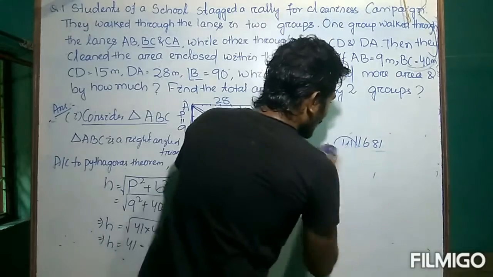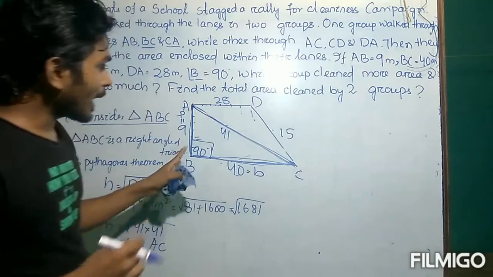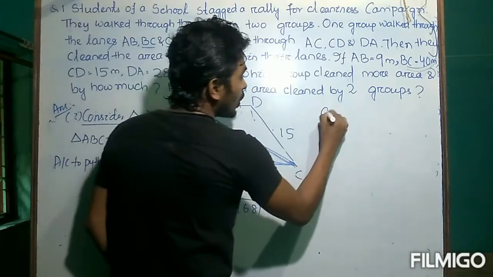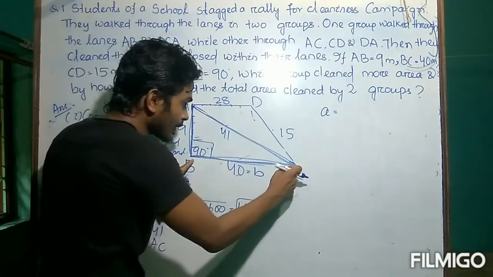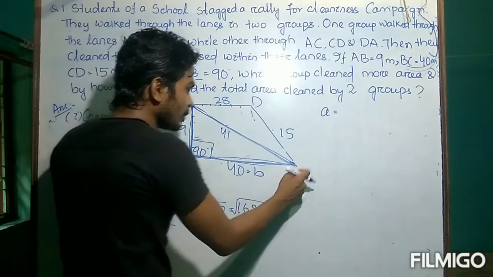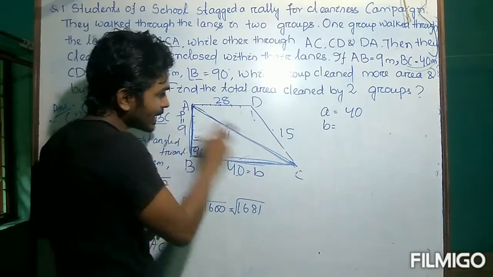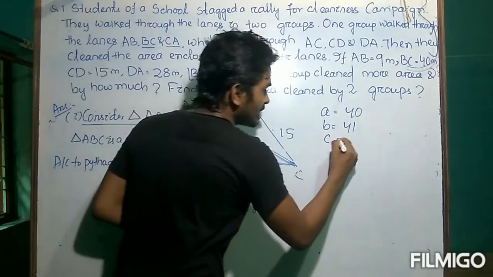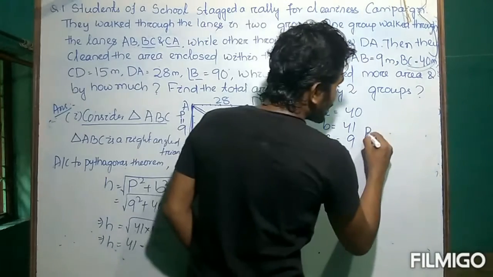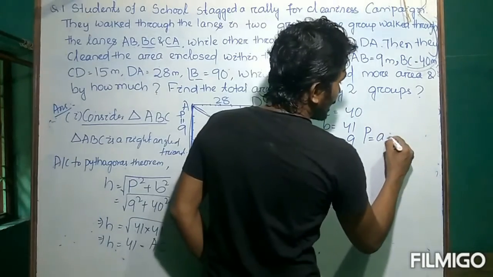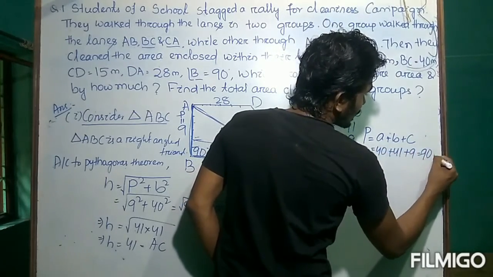So now we can easily find the area. For this you have to write all the three sides. Here small a: capital A is angle A, its front side is BC, so small a is 40. Small b: angle B, its front side is AC, so that is 41. And small c: capital C, its front side is AB, so it is 9. And the perimeter is a plus b plus c, 40 plus 41 plus 9, that is 90 meters.